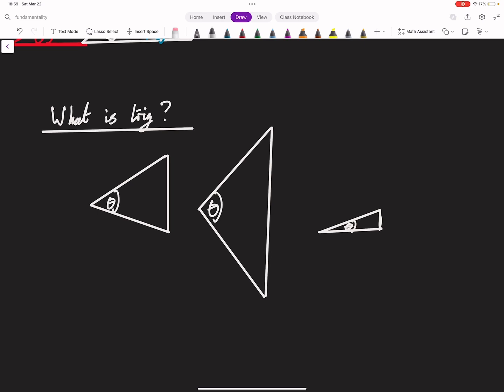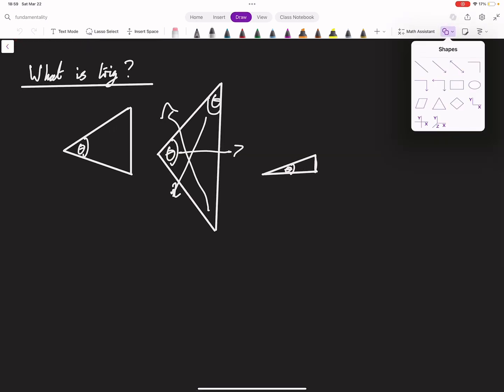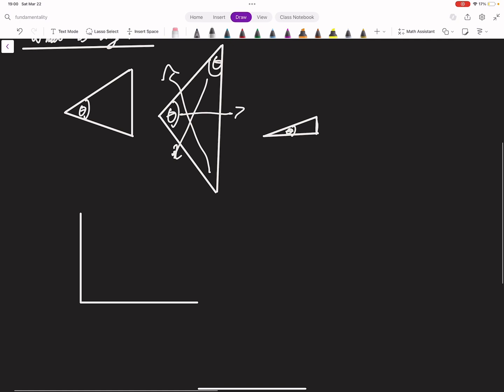Of course, that's the same in all of these triangles for this angle and this side, that angle and that side, and then this angle and that side, and that's true in all three of the triangles. So what trigonometry basically does, at least at this basic level, is allow you to use that fact to calculate the sides or the angles.